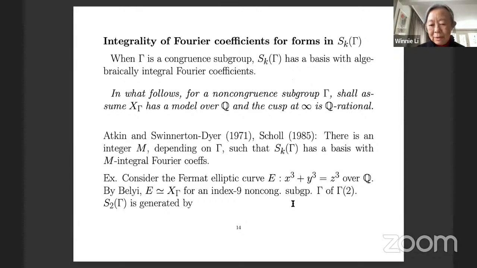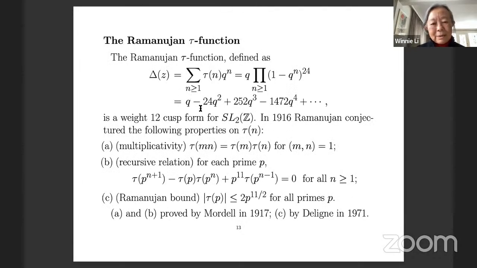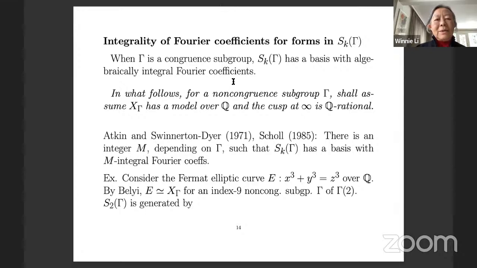The first one is that we notice that delta has Fourier coefficients in the integers. So in general, if we take a congruence subgroup, one can show that the space of cusp forms of weight k for gamma has a basis with algebraic integral Fourier coefficients. So consequently, if we have congruence modular forms with algebraic Fourier coefficients, then the denominators are bounded.